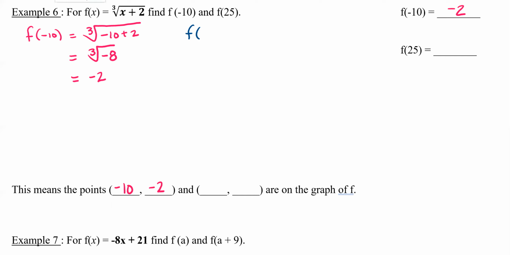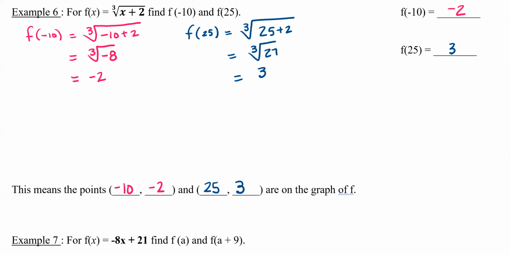Finishing up here, we want to find f of 25. We want the cube root of 25 plus 2, which is the cube root of 27. What number times itself 3 times gives you 27? And that is 3. f of 25 is 3. It's the ordered pair 25, 3.